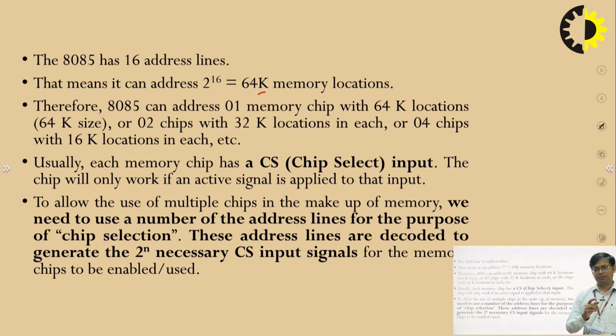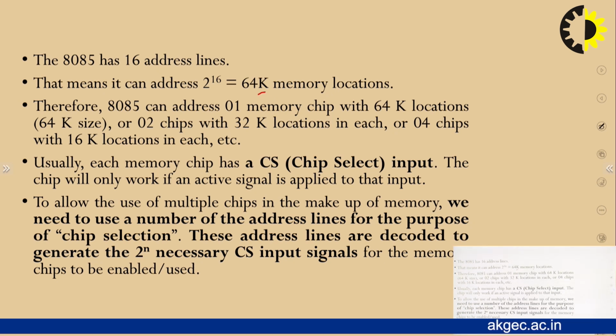Now, to interface with a memory, on every memory chip, a chip select input line is given, and a particular memory chip is enabled only when this chip select input is active. To allow the use of multiple chips in the makeup of the memory, we need to use a number of address lines for the purpose of chip selection. These address lines are decoded to generate the 2 raised to the power n necessary chip select input signals for the memory chips to be enabled or used.